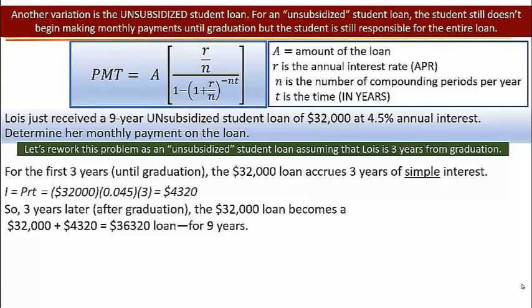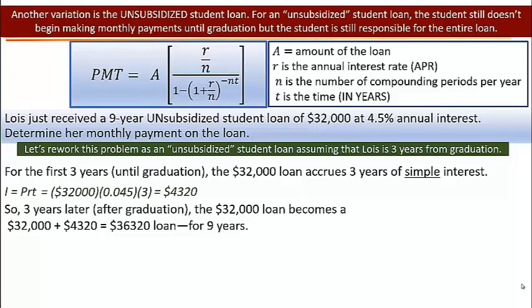Remember, it's a 9-year period. For 3 years, she stayed in school. She wasn't making the payments, but she was taking out essentially a simple interest loan for 3 years. So you take the $32,000 and figure that there's $4,320 in simple interest due at the end of that 3 years. So actually, right after she graduates from college, she owes the $32,000 she borrowed plus the $4,320 that she accrued because her loan was not subsidized.